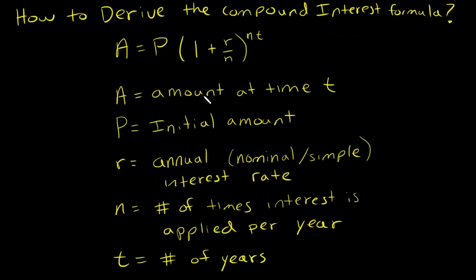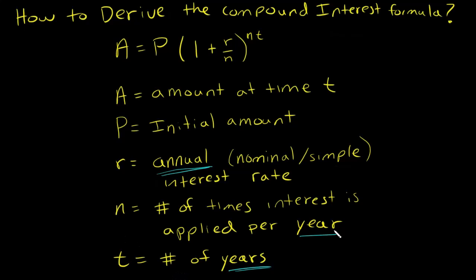A is the amount that you have at the end of a certain amount of time. P is your initial amount, or your principal. R is your annual interest rate. It's very important that the unit of measure for however you've defined R matches the unit of measure for N and T. N is the number of times your interest rate is applied per year, so the unit of measure matches: annually versus number of years. And T is the number of years.